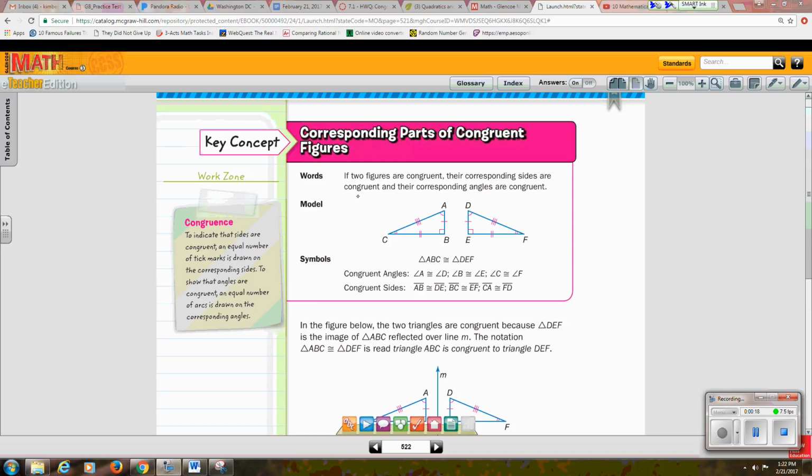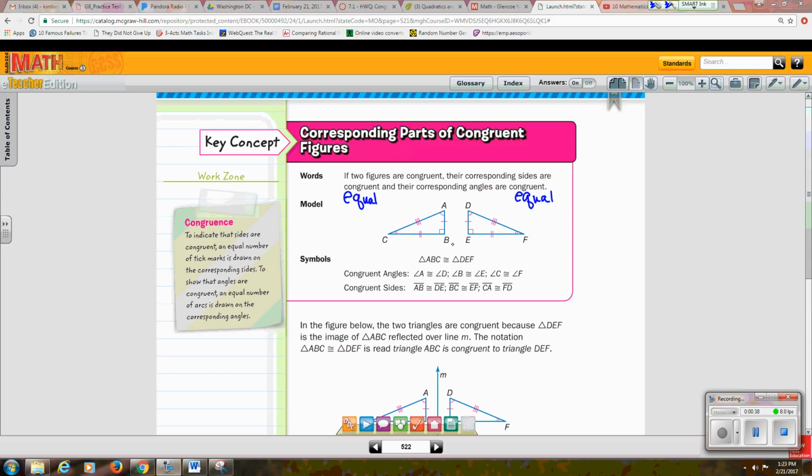So we're going to go through the words. If two figures are congruent, then their corresponding sides are also congruent or equal. Okay, I'm going to write the word equal under here. And their corresponding angles are also congruent or equal. And these are the little marks that we use to show which sides are equal and correspond.